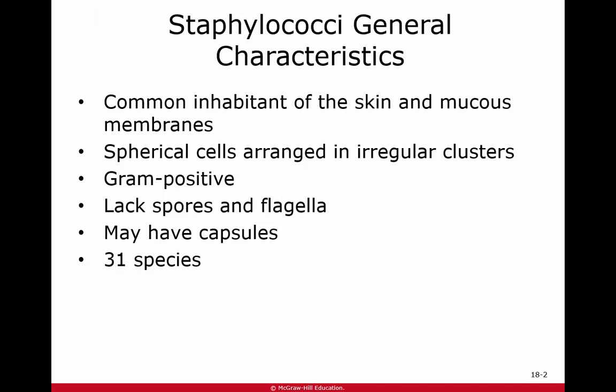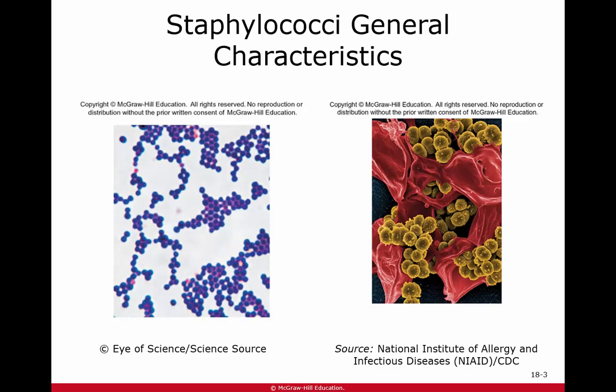Staphylococci is a common inhabitant of your skin and mucous membranes. The cells are gram-positive, and they're spherical, of course, because they're coccus, and they're arranged in irregular clusters. They don't have spores or flagella. Many of them have capsules, and we know of 31 species. And this is what they look like. You can see Staphylococcus. They're clusters of round spherical cells.